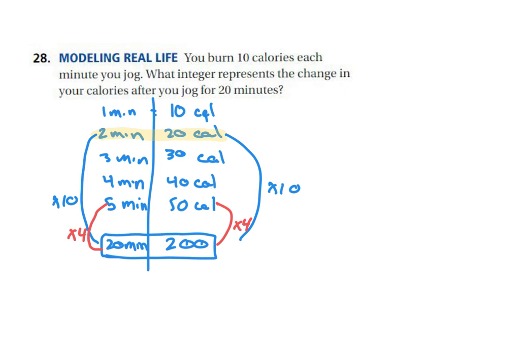But ultimately, what integer represents the change in your calories? That would be 200 for a 20-minute jog. And because they are calories you're burning, these would all be negative calories.